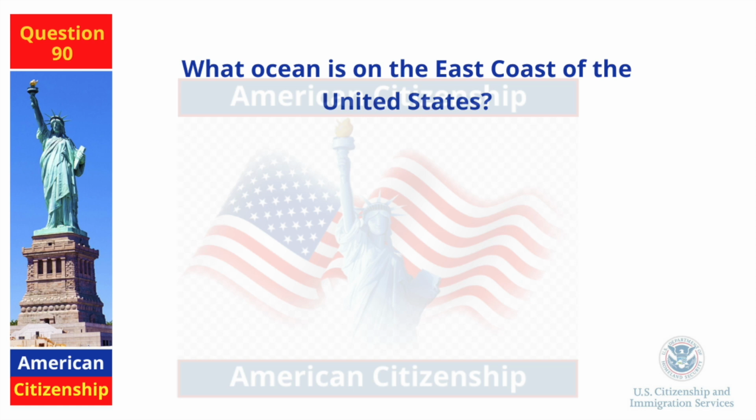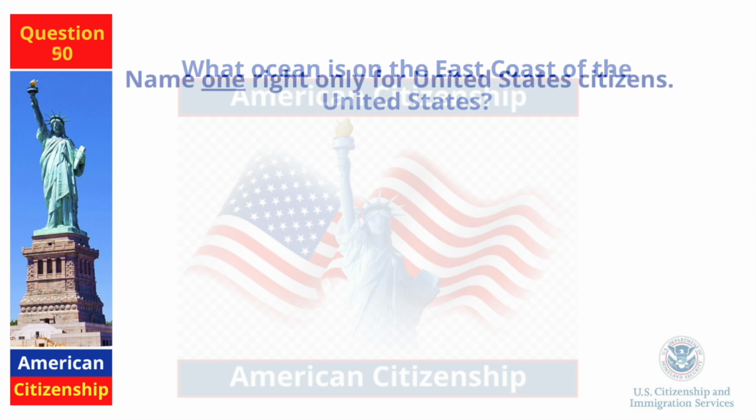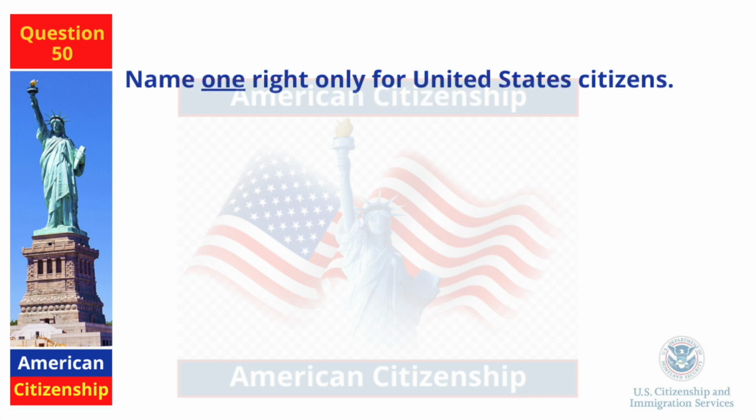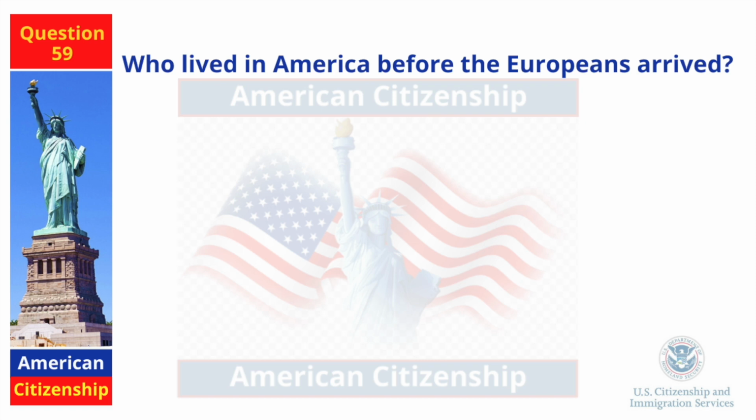What ocean is on the east coast of the United States? Atlantic Ocean. Name one right only for United States citizens. Vote in a federal election. Who lived in America before the Europeans arrived? American Indians.